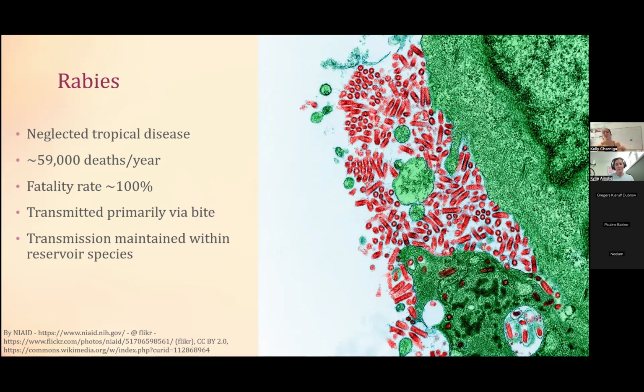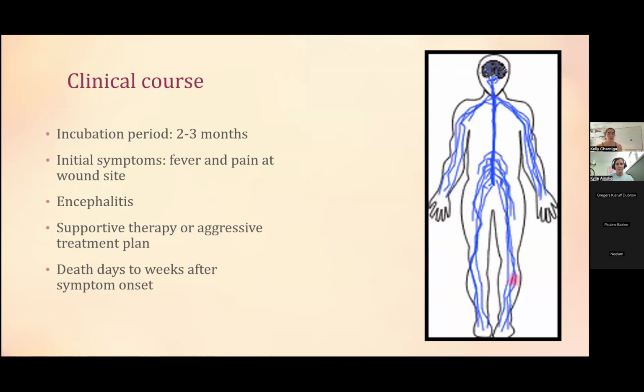And transmission is maintained within reservoir species. Any mammal actually can get infected with rabies, but certain regions have certain animals that either don't die or are able to survive a long time with rabies. And so the virus can continue to be transmitted. This is the clinical course of rabies. Like I mentioned, it's almost 100% fatal once symptoms appear. But if someone gets vaccinated after an exposure, almost 100% of the time they will live. There are exceptions, like if someone's immune compromised. But basically, once symptoms start, that's kind of the beginning of the end.